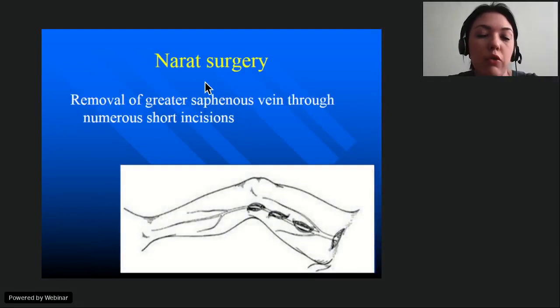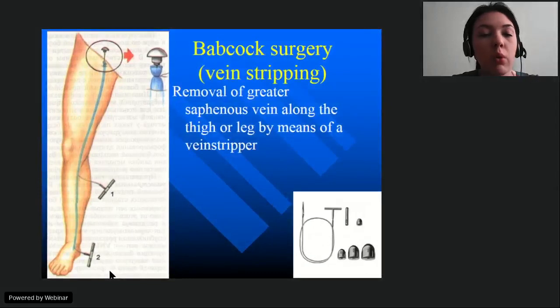Then Narat surgery is a removal of the greater saphenous vein through numerous short incisions. So we also remove the greater saphenous vein, and by this method we create conditions for the venous drainage only through the deep veins. The other method is Babcock surgery of vein stripping. This is a special device known as a vein stripper. It is a removal of the greater saphenous vein along the thigh or leg by means of a vein stripper.